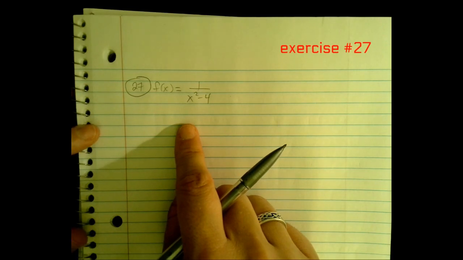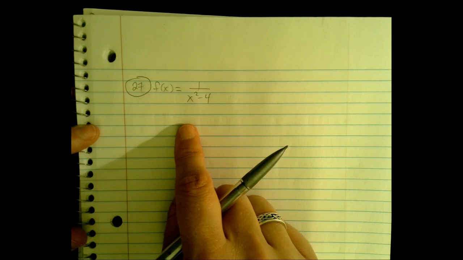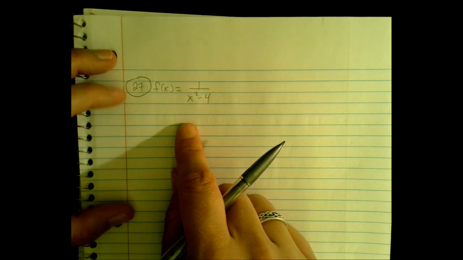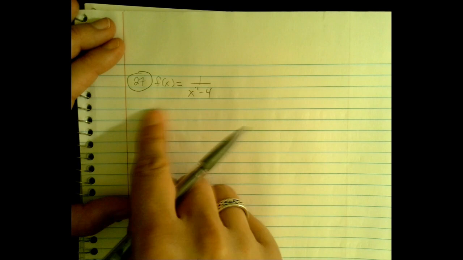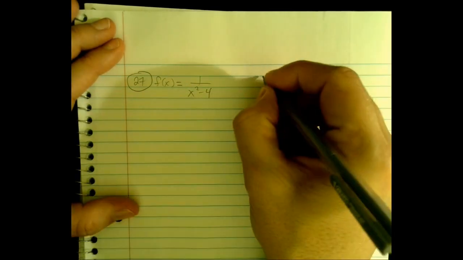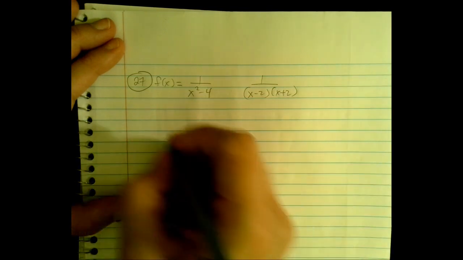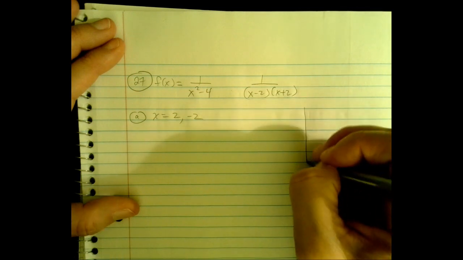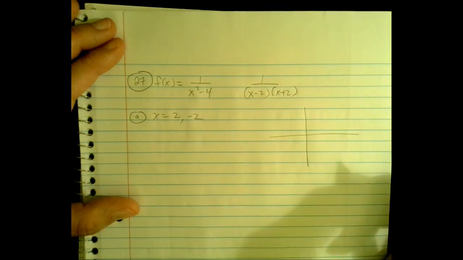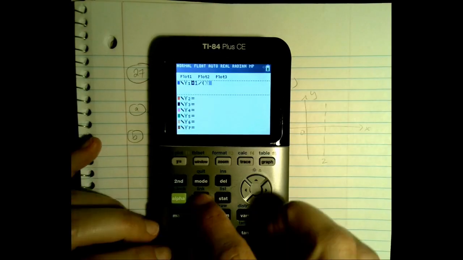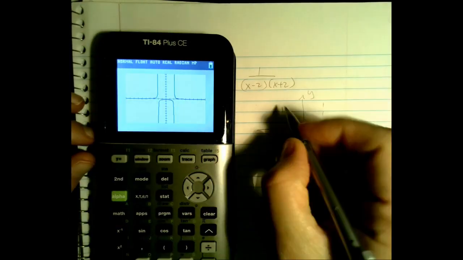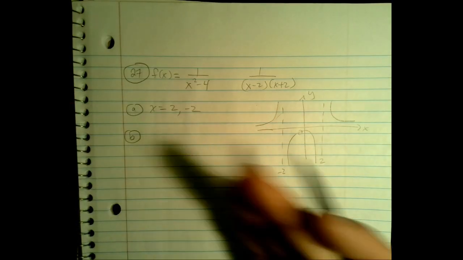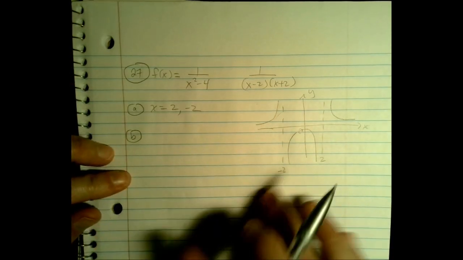So let's look at 27. 27 is a set of problems where it says A, find the vertical asymptotes of the graph of f of x, and then B, describe the behavior of f of x to the left and the right of each vertical asymptote. So this should look very familiar. Let's factor it. So first of all, what are the vertical asymptotes going to be? Now 27 allows us to use a calculator, which is fine. It says to describe the behavior to the left and right of each of those vertical asymptotes. So let's start with x equals negative 2.